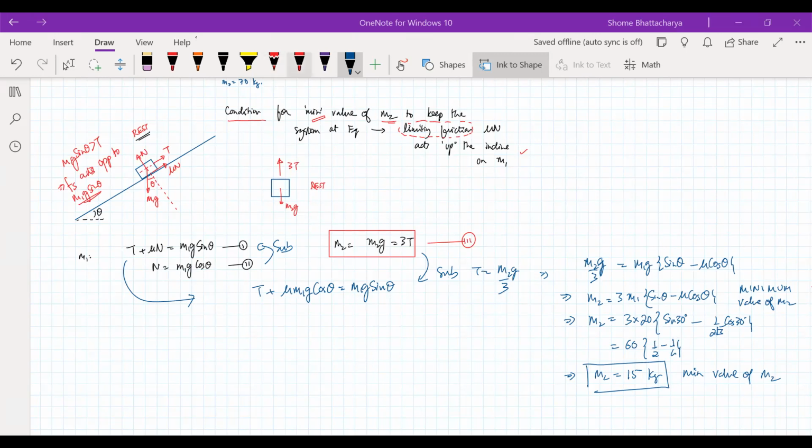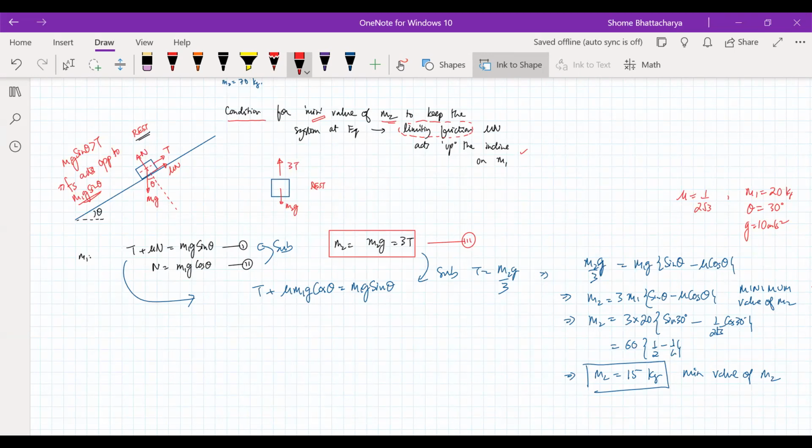So yes, if you take mu as 1 by root 3, you will get 60 kg as the maximum. But here, don't forget to take the value of mu as 1 by 2 root 3. I have adjusted it to these values. Sir, M2 comes out to be 45 kilos, sir. 45, is it? Yes, 15 into 3, that's correct.